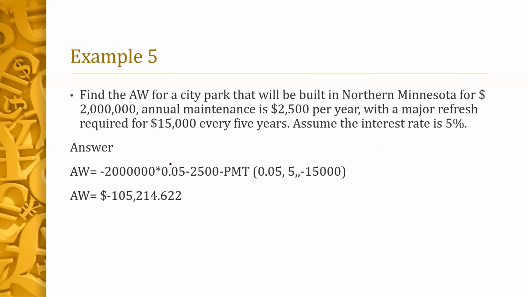So what we do here, we have 3 numbers. We have this 2 million right here. This is number one, the initial cost, and this is in a present format, so I'm going to say P here. Then 2,500 per year. Can you tell what format this is? This is in the A format. And this major refresh would be every 5 years. What format is this number? This is in the future, every 5 years.